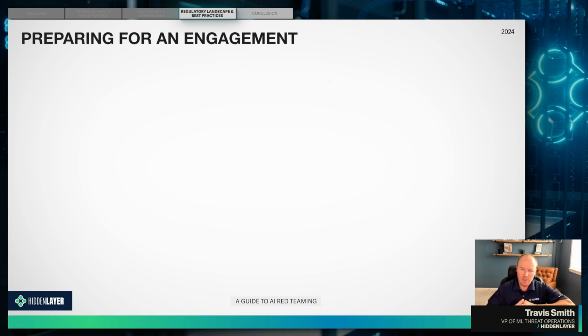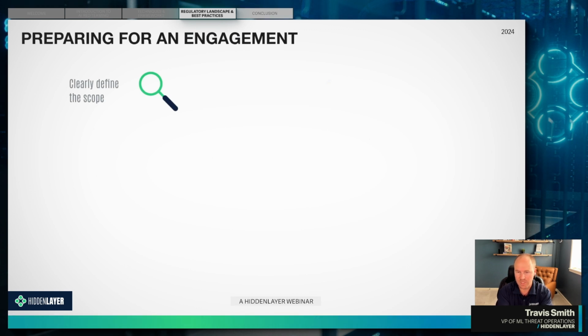Really good. So taking all of that, if we look at frameworks, what are the attacks? You've defined here's how I can attack it, here's why I should attack it, and here's the actual implementation, what you should do to prepare for an engagement. So first is clearly defining the scope of what you're looking at. And this is probably the most important aspect of preparing for an engagement, not only for artificial intelligence, but any red teaming engagement in general.